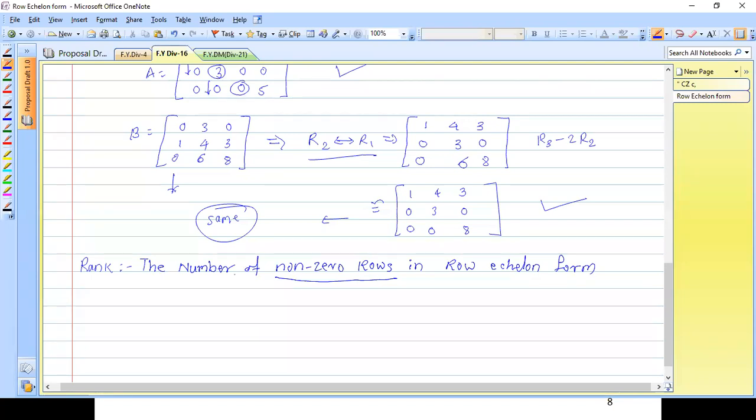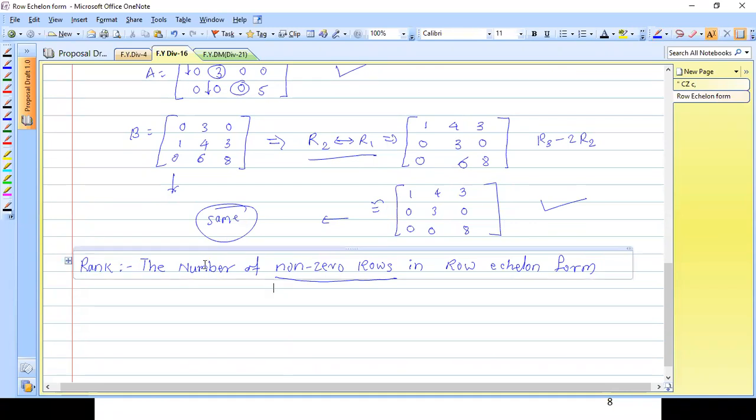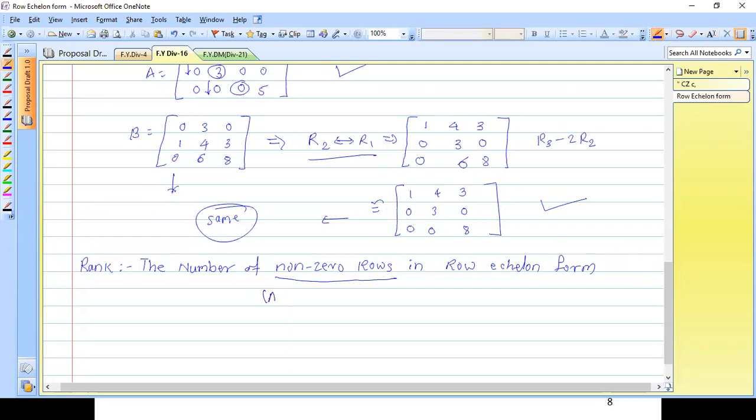Tell me how many non-zero rows we have in that particular matrix. Three non-zero rows we have. So what is rank? The number of non-zero rows. So for this B matrix, the rank is directly 3. Done. This is the new definition of rank. Got it?